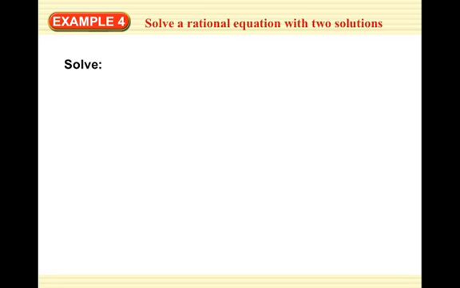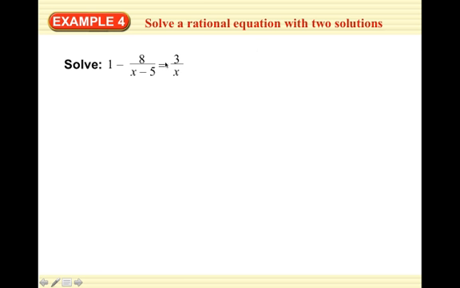All right, for example 4, we're going to solve a rational equation with two solutions. So it's kind of nice, our little example title gives us a little heads up there. Normally you won't know that, but you just need to be aware of the fact that sometimes you're going to have two solutions. We have 1 minus 8 over x minus 5 equals 3 over x.